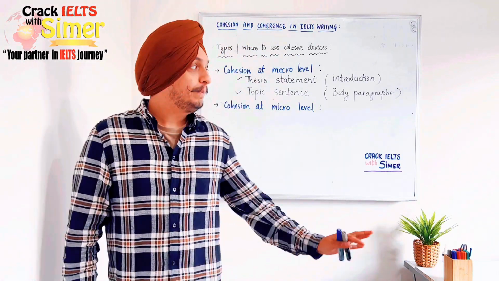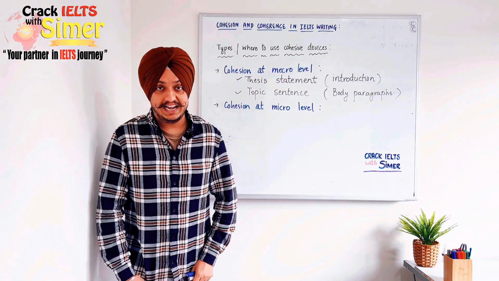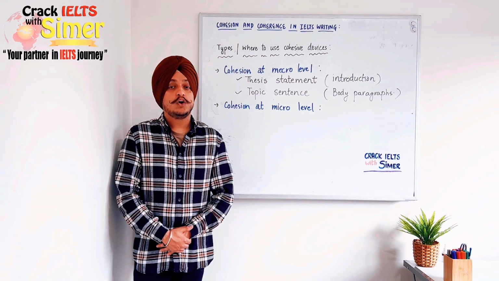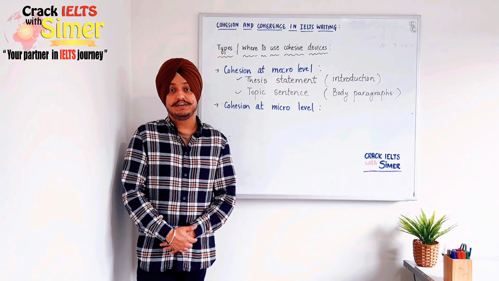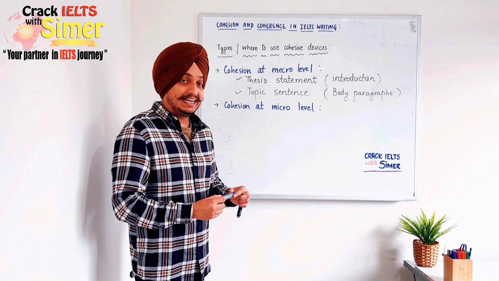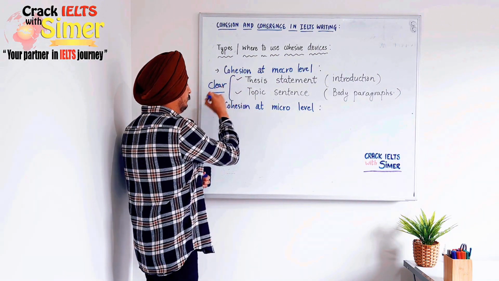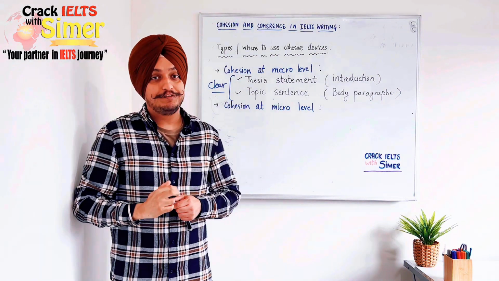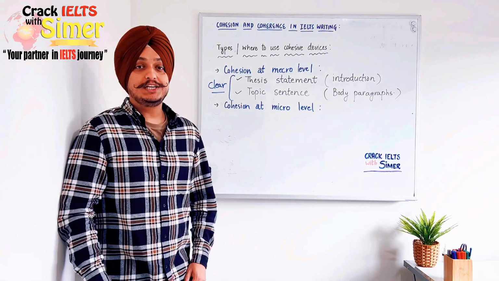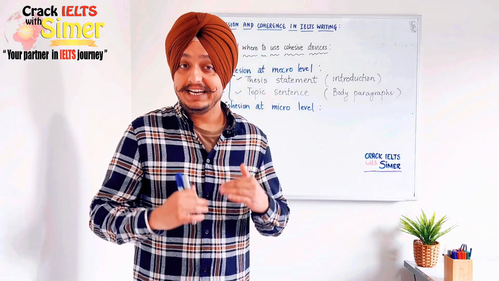The thesis statement offers your reader the point of view of what you are going to say in the entire essay, and the topic sentence gives your reader an idea of what you're going to say in that specific body paragraph. Both of these have to be very clear. If they are clear, this will obviously offer coherence to your essay. I hope that makes sense. So this is cohesion at macro level. Now let's talk about cohesion at micro level.